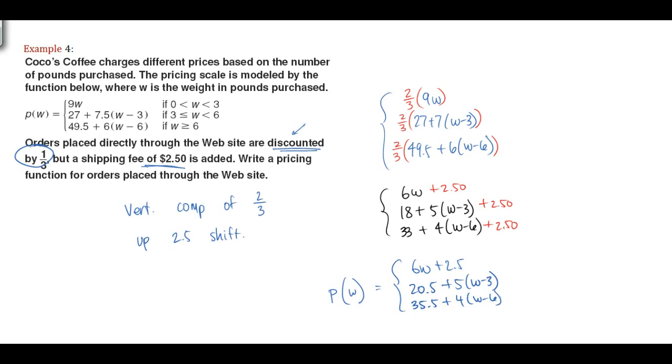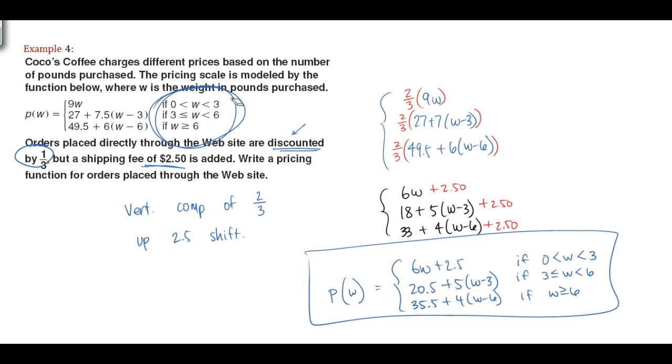And now let's talk about our constraints. Their weights won't change, right? We're not saying they have to buy more to get these prices. We're just saying that if you do this online, you will get a cheaper rate, and therefore we will leave these constraints right here about when we use which pricing. And that's it. That is how we figure out pricing for our online store or in the store.